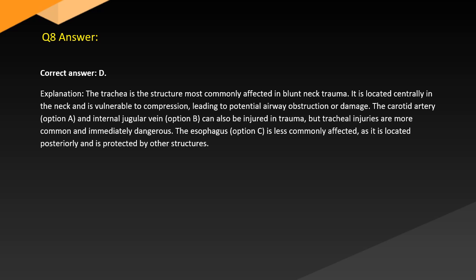Answer. Correct answer: D. Explanation. The trachea is the structure most commonly affected in blunt neck trauma. It is located centrally in the neck and is vulnerable to compression, leading to potential airway obstruction or damage. The carotid artery, option A, and internal jugular vein, option B, can also be injured in trauma, but tracheal injuries are more common and immediately dangerous. The esophagus, option C, is less commonly affected, located posteriorly, and is protected by other structures.